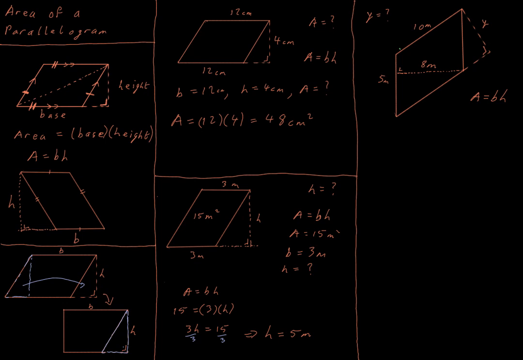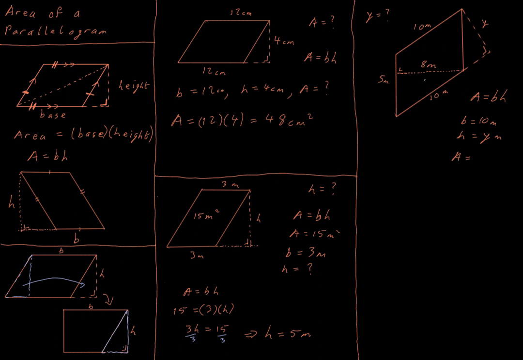What do I know? Well, I know that this side is parallel to the side that I want for the base, and I know that that means that this base must also be 10 meters. So the base I am looking for is going to be 10 meters if my height is equal to y meters. But I don't know the area.